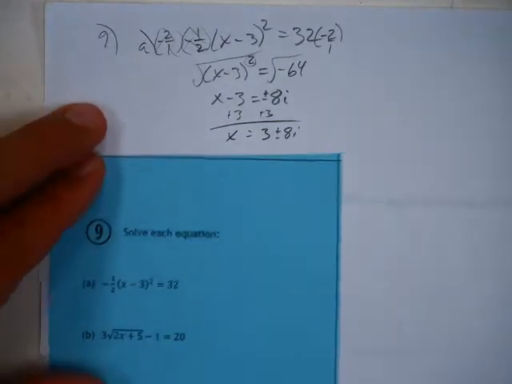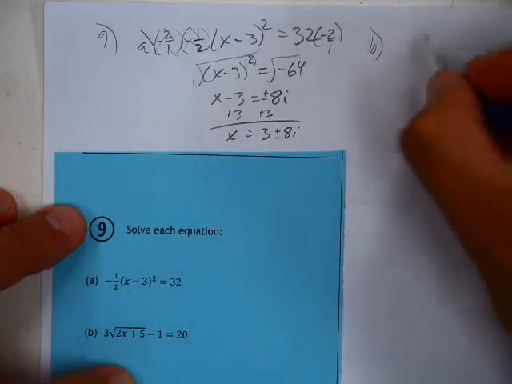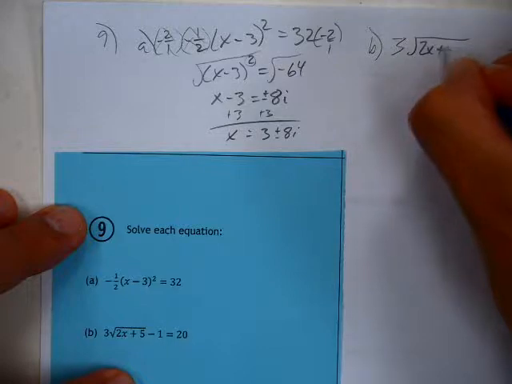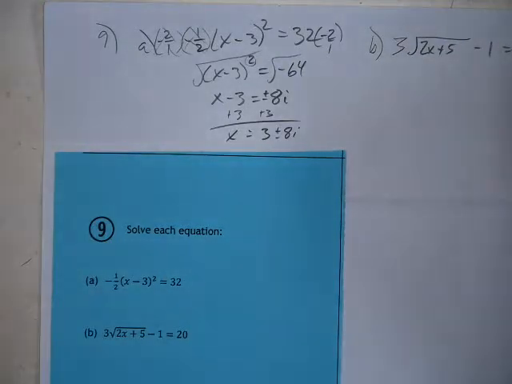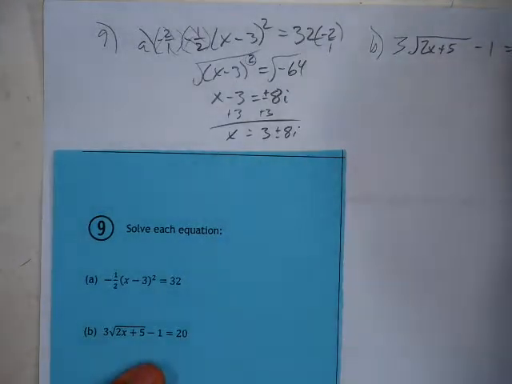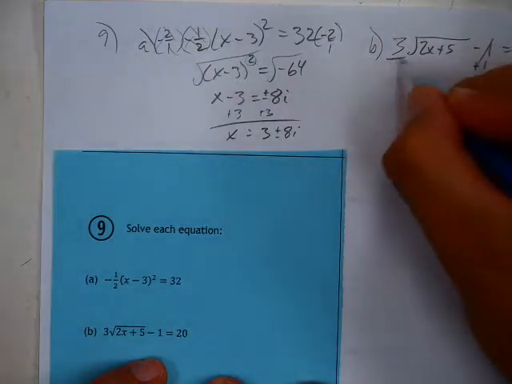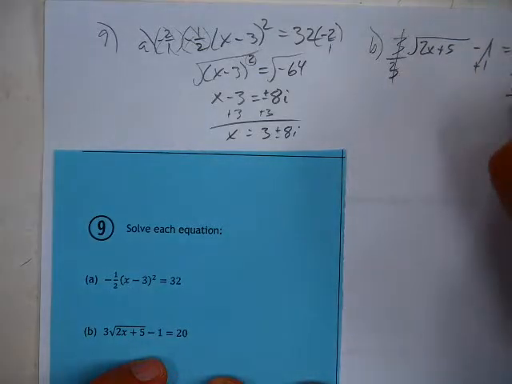Now we also have this other equation here, this square root one, which is kind of the opposite. Here's b. I've got 3 times the square root of the quantity 2x plus 5, with a minus 1 outside, and it's equal to 20. Step by step, we have to move stuff to the other side. Whatever's the most loosely connected, we move that first. So if I add 1, there's my 21. That's gone. But this 3 out here is in front, so if I divide by 3, I'm down to 7.